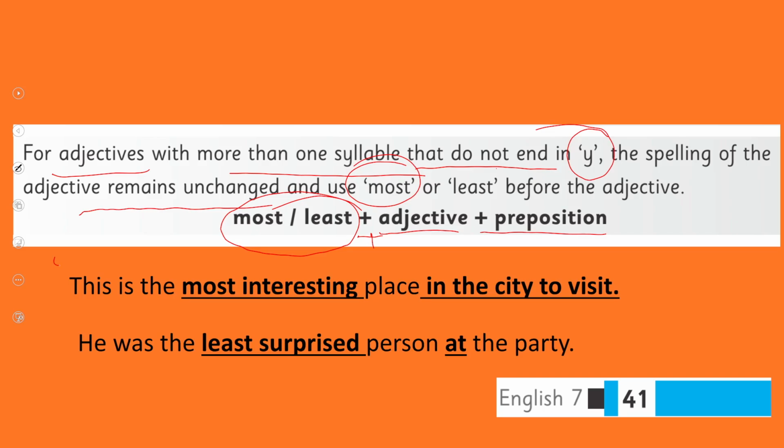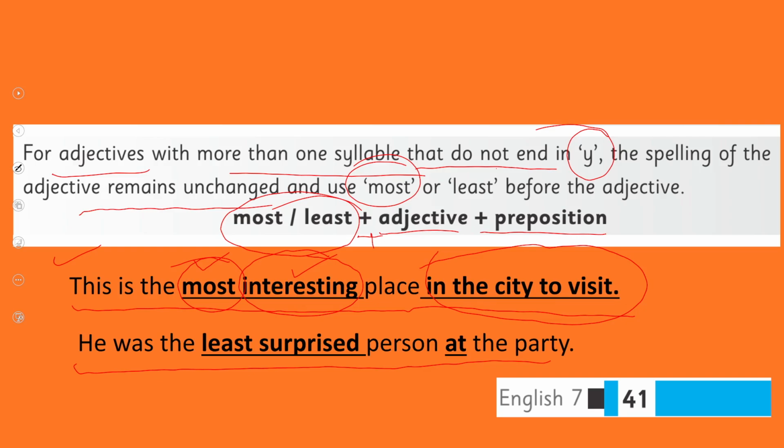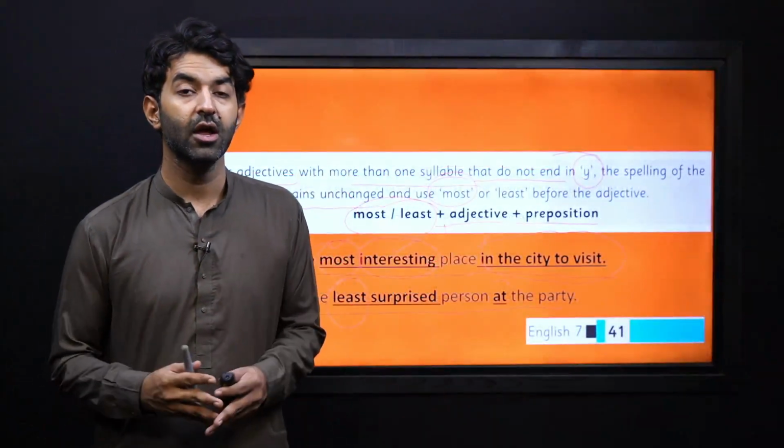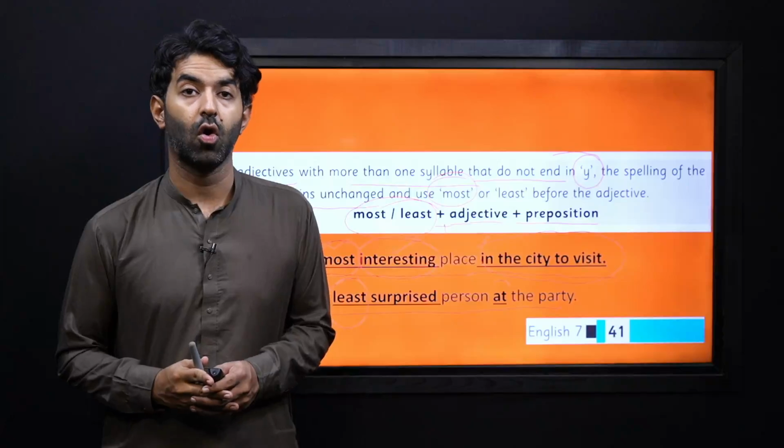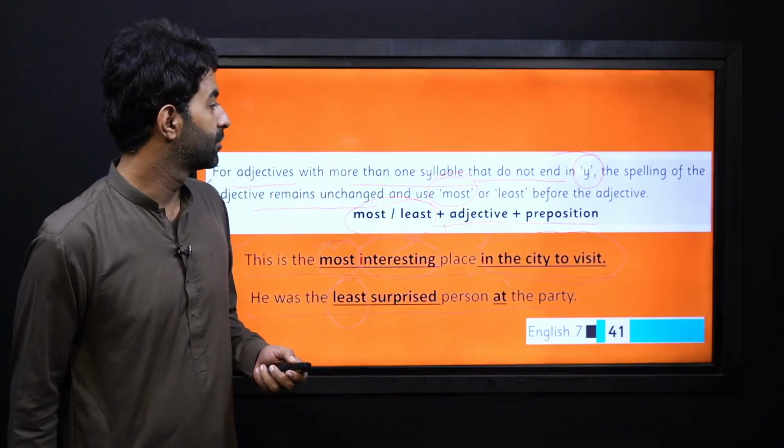Let's look at and learn it from an example. This is the most interesting place in the city to visit. Now, interesting is our adjective. You cannot change it. It is not ending in y. We will add most or least before it, then our adjective, and then our preposition. Same way, he was the least surprised person at the party. Least comes first, then your adjective, and then whenever your preposition comes over here. So this way you can make a correct kind of comparison or superlative degree.